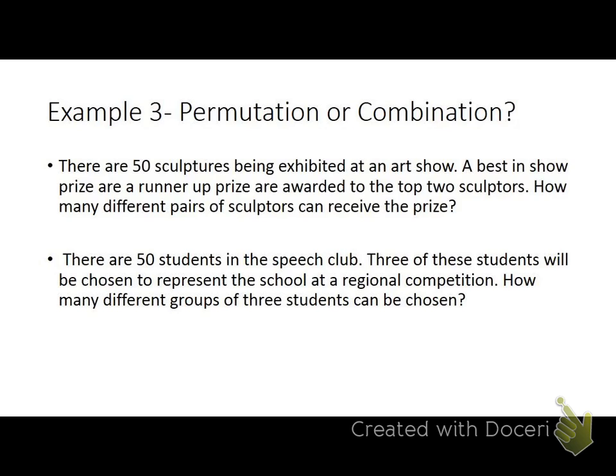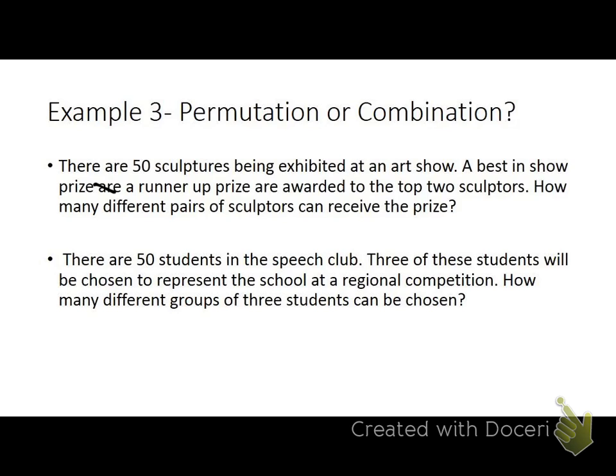So let's read the first one. There are 50 sculptures being exhibited at an art show. A Best in Show prize and a runner-up prize are awarded to the top 2 sculptors. How many different pairs of sculptors can receive the prize?